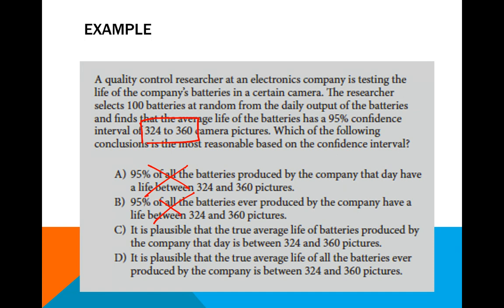And we do want to be careful. The last choice there is all batteries ever. Well, there might be something different about batteries produced on that particular day. So because they were only selected from that one day, we really can only make conclusions about that same particular day.